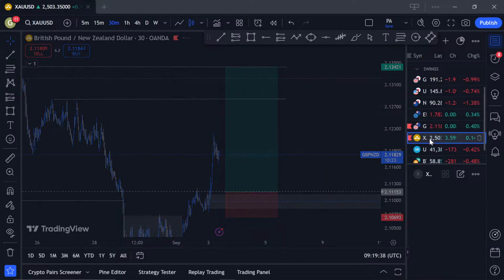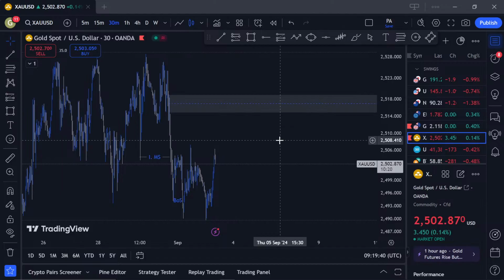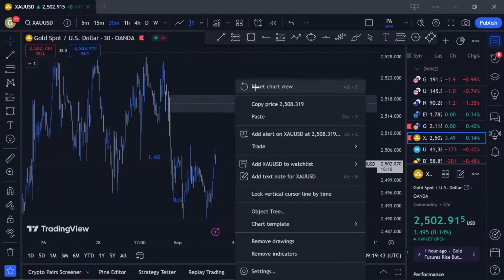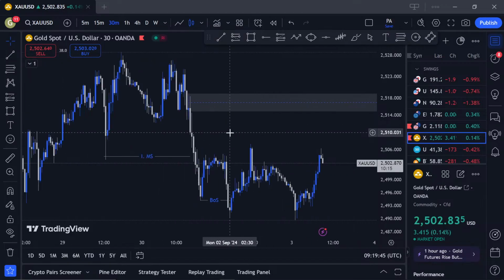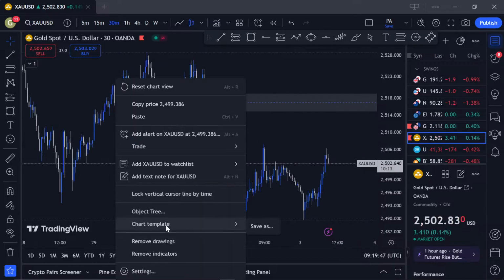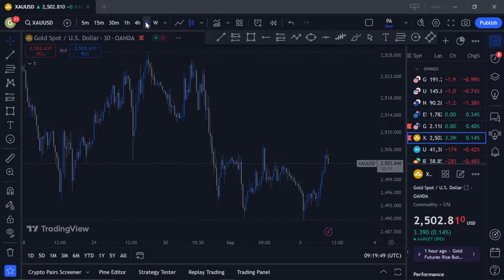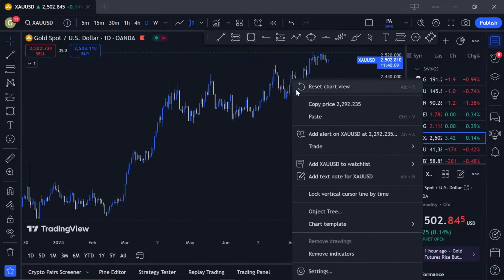Now next up, let's look at Mr. Gold. Okay, so for gold, I also have a setup, but let me just clear it and then let's do it from the beginning. Let me look at it from the daily time frame.